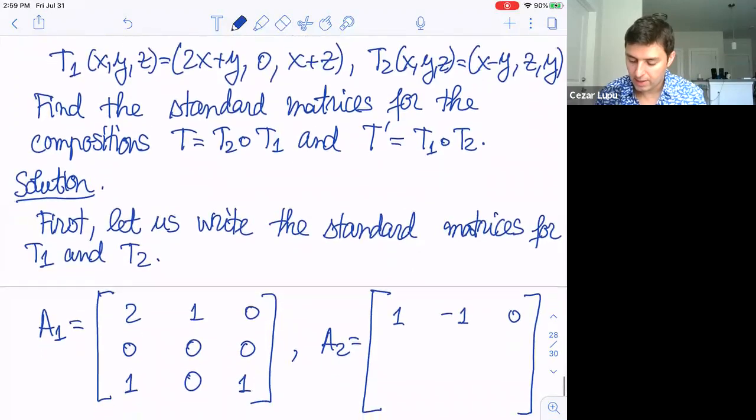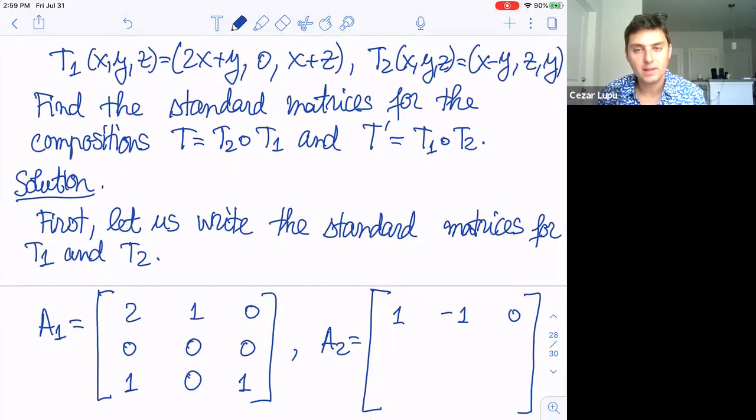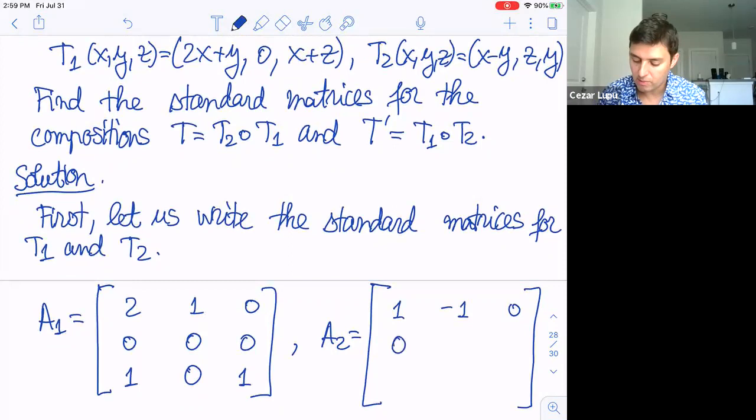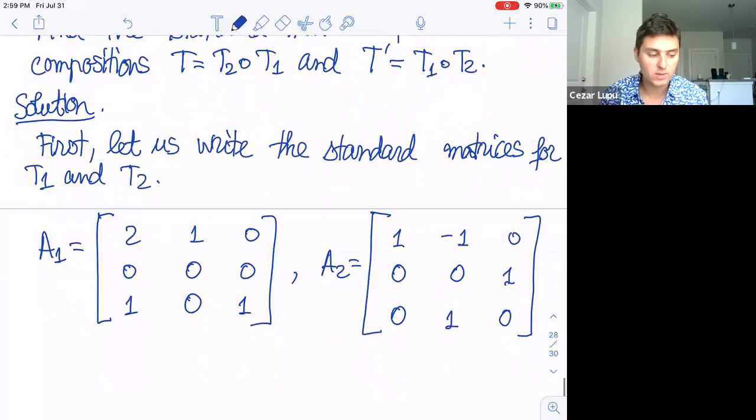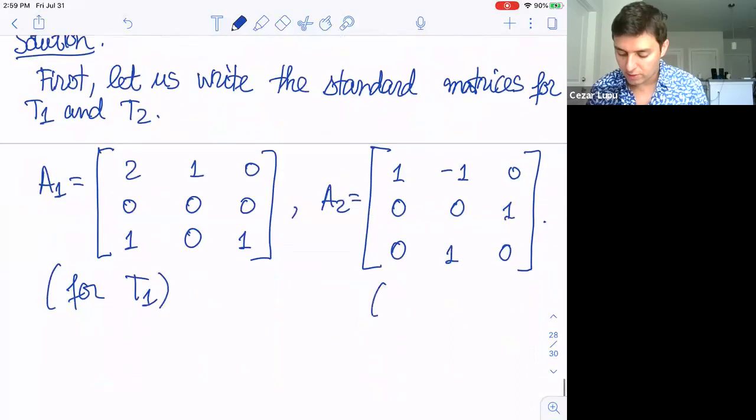All right, let's look again. The second one has only z, so the rest are 0, so it will be 0, 0, and the coefficient of z is 1. And the last one has only y, and the coefficient is 1, so I'll have 0, 1, 0. So these are the standard matrices for my linear transformations, right? This is for T1, and this is for T2.